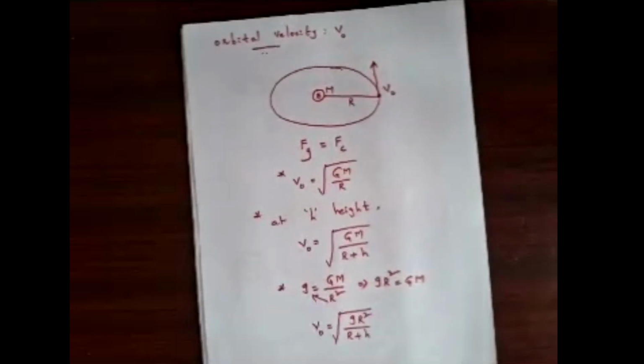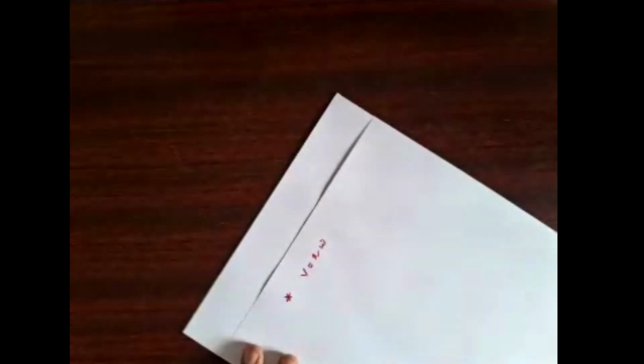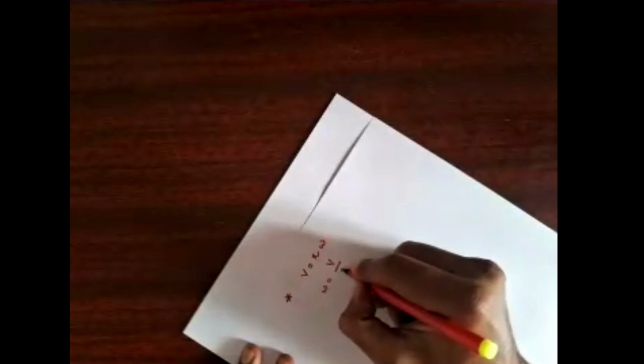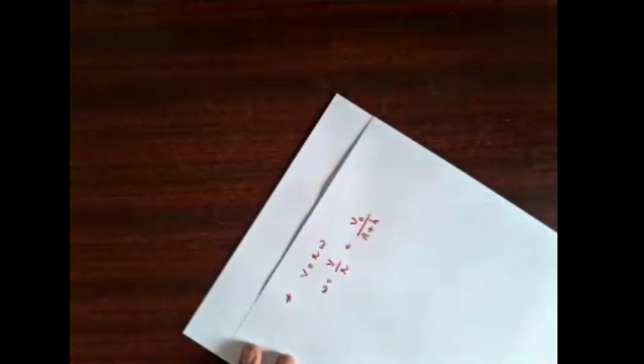Okay, now listen. Once the body is rotating in the orbit, we need to consider angular velocity. How do we calculate the angular velocity? We know the relation between linear velocity and angular velocity: V is equal to r omega. We require omega. Omega is equal to V by r. Here V is nothing but V naught, and r is nothing but R plus h.